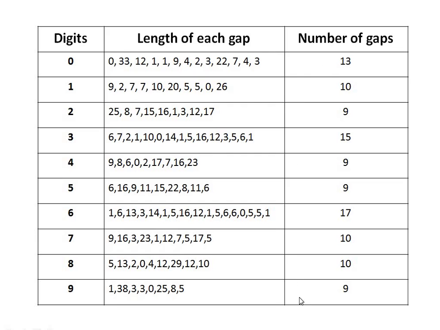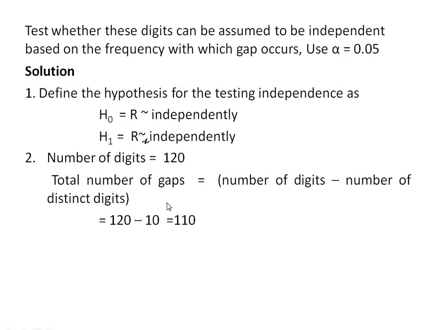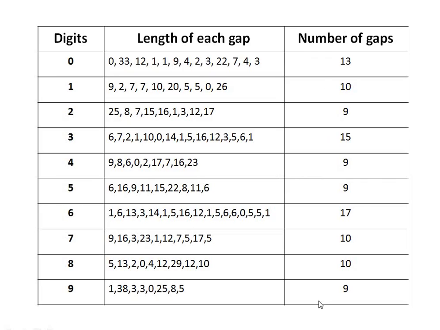If you sum the last column, the number of gaps, you will get 110. That is the total number of gaps you calculated in the previous slide, 110. So the summation of this becomes 110.